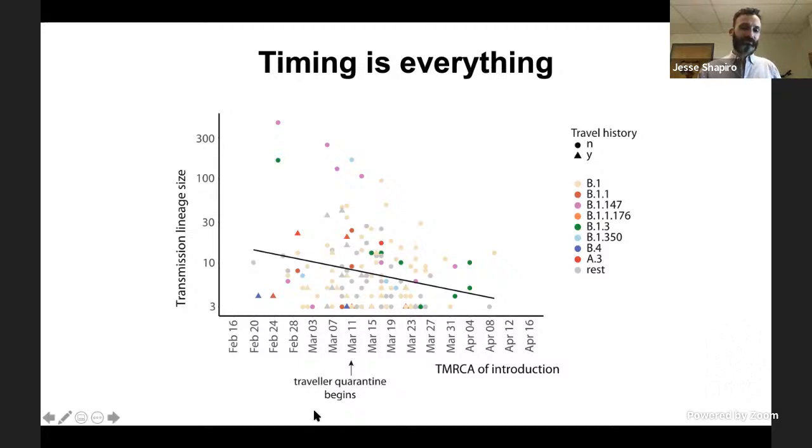And I'm just showing here where mandatory quarantine for travelers re-entering Canada started. So that could have also played a role in leveling off this curve and preventing transmission. So probably some combination of founder effects and these public health measures like quarantine made it so that by the end of March and April, it was really, really rare to see transmission lineages that gave rise to more than 10 sequenced cases.